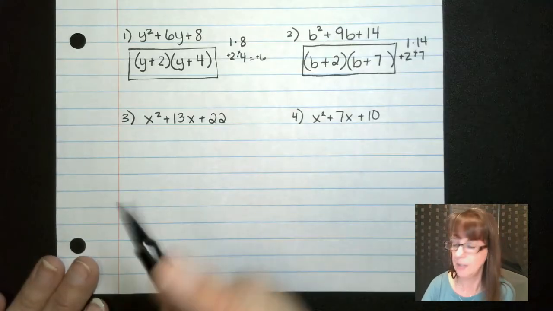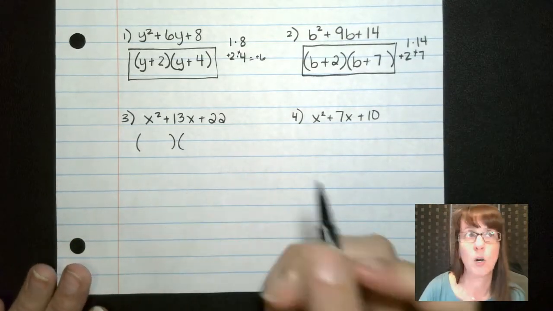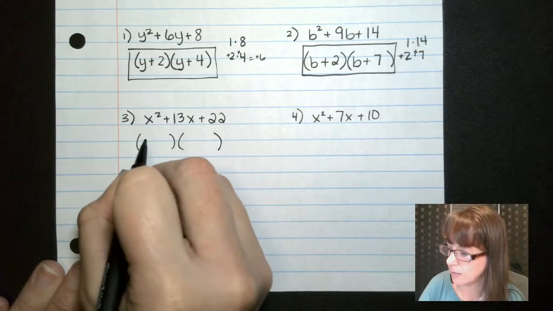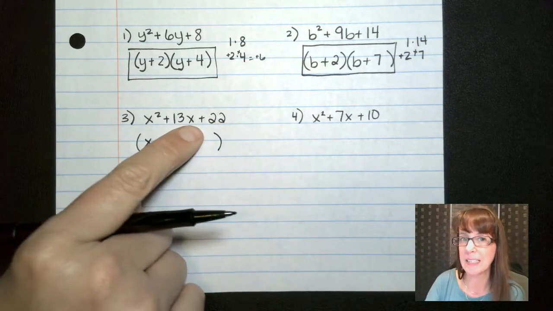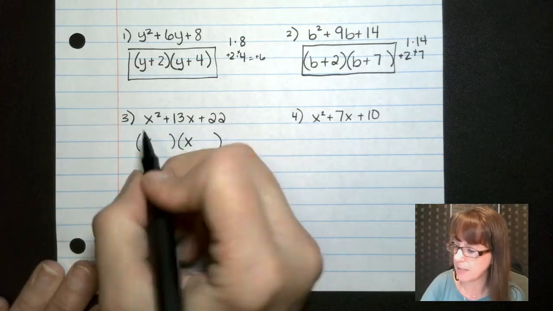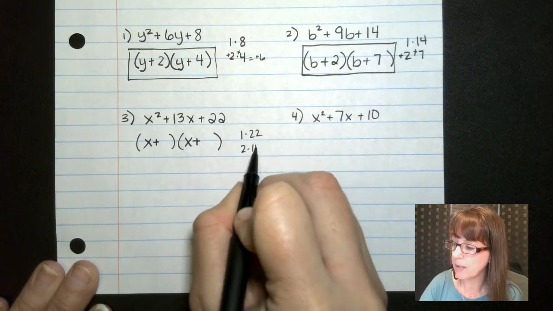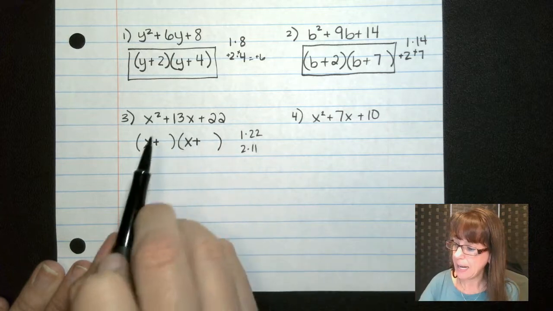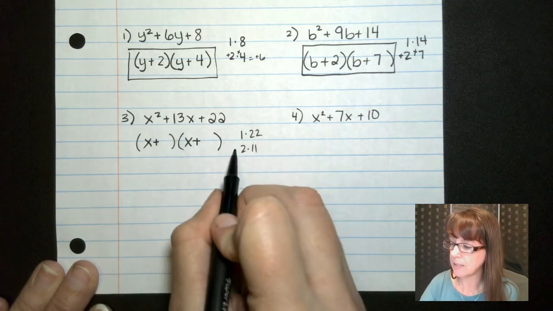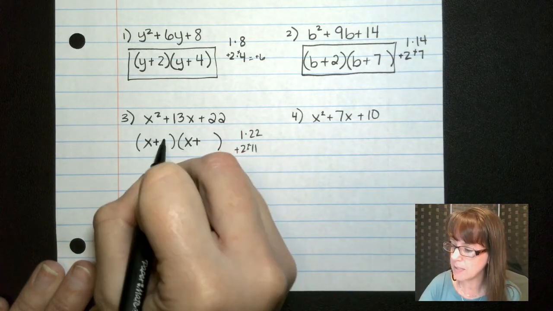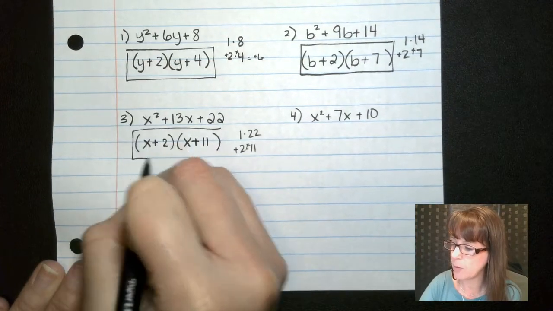Let's try another one. All right, we're going to do our parentheses, X and X. This tells me same signs. This tells me positive, positive. All right, 1 and 22, 2 and 11, and that is it. I need a positive that adds up to 13. Well, positive 2, positive 11, that adds up to 13. Kablam, you have just factored.